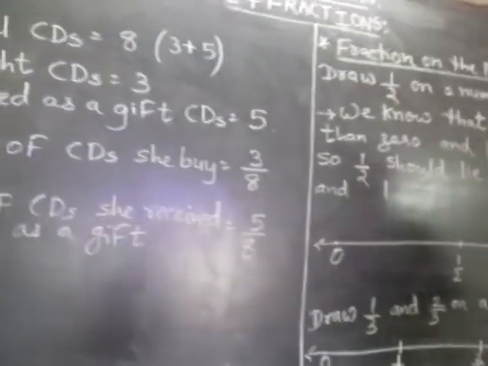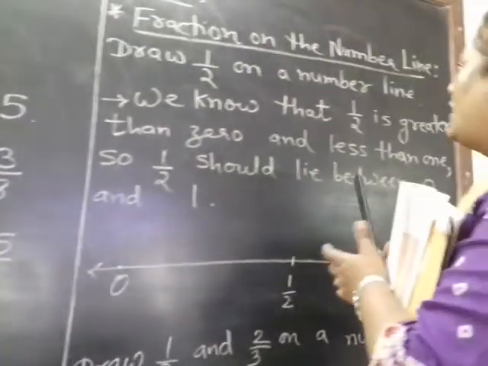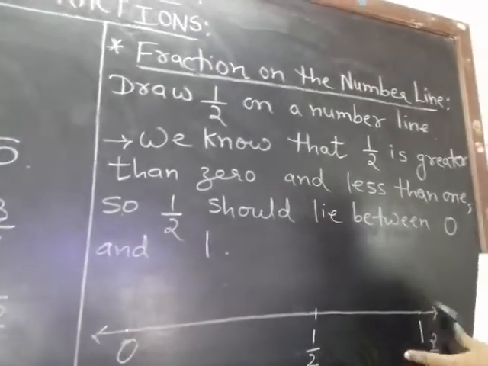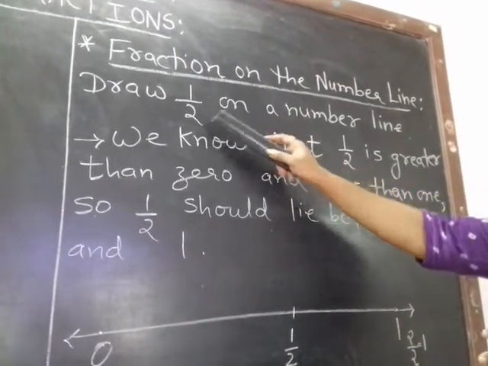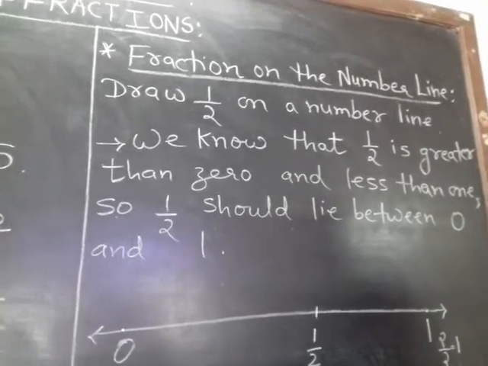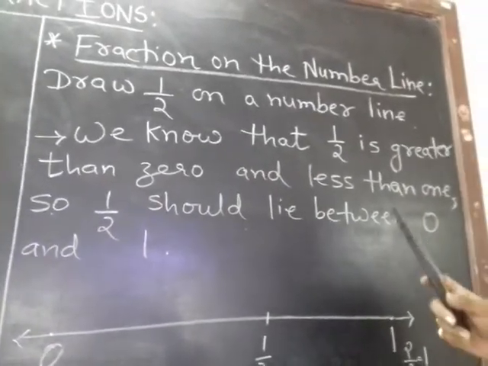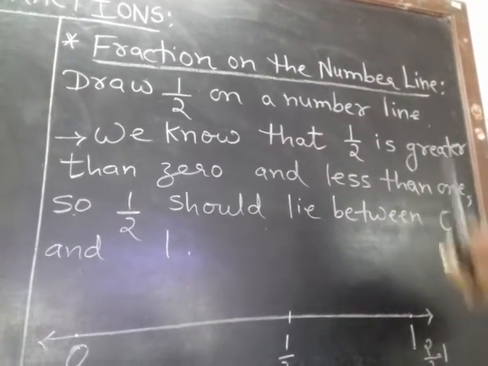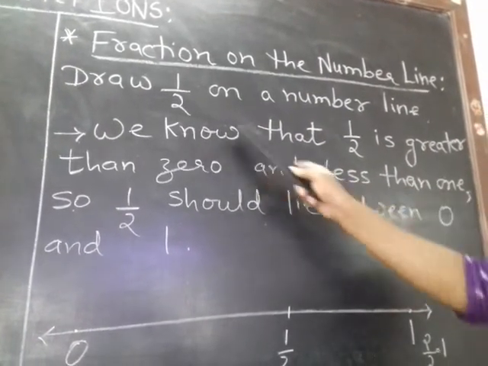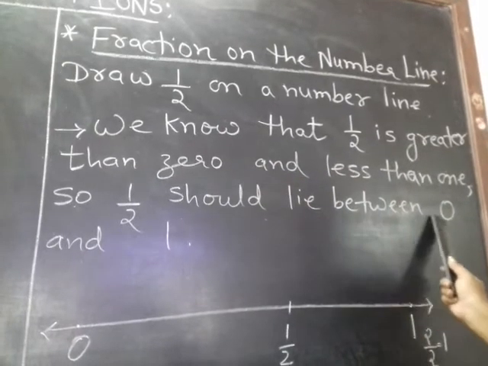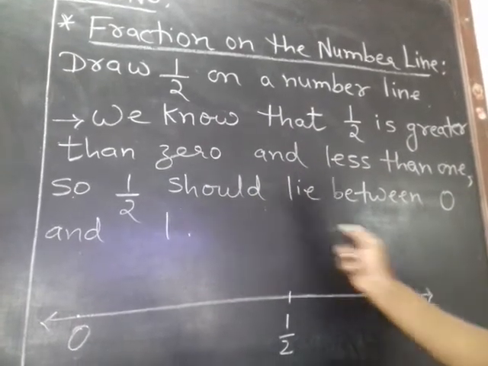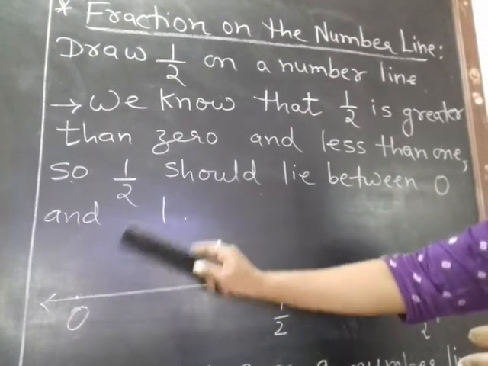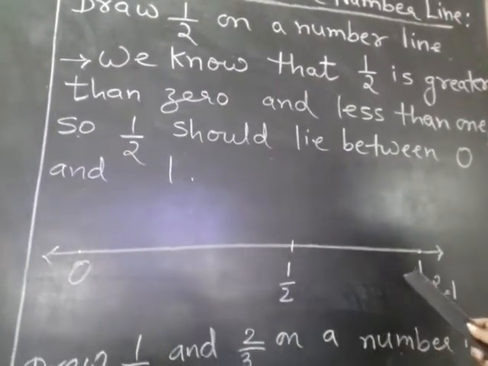Now I am moving on to the new topic, fraction on the number line. It is also very easy. See children, generally when we see fractions, the fractions are smaller than the whole numbers, right? Fractions are smaller than whole. Now here we have to draw half on a number line. But how? We know that half is greater than 0. This half, that is 1 upon 2, is greater than 0 but smaller than 1. So this half will lie in between 0 and 1 on the number line.